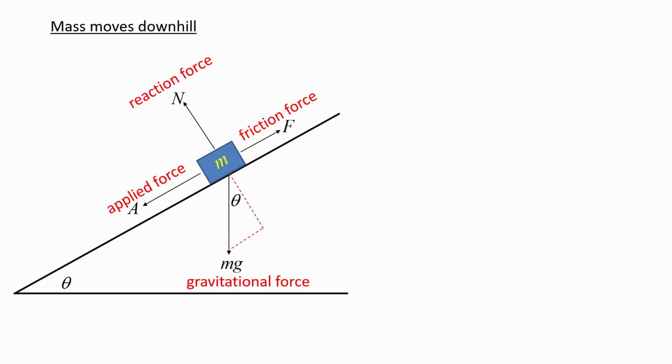In a similar way, we can look at what happens when the mass moves downhill. There's our diagram. We have our frictional force working against the motion, in this case uphill because the object is moving downhill. We have an applied force downhill. We have our reaction force again, of course, and our gravitational force. So our net force acting downhill would be the applied force plus the component of the gravitational force acting down the slope, which is mg sine theta, and then minus the frictional force.